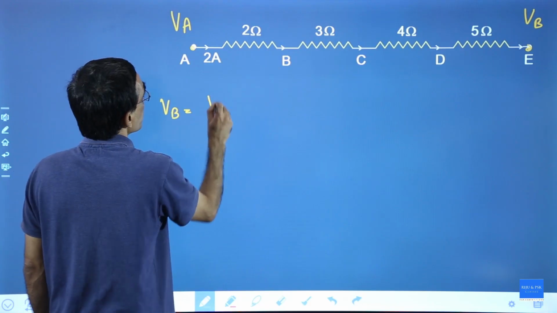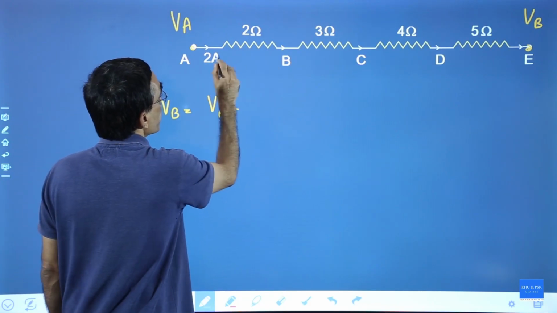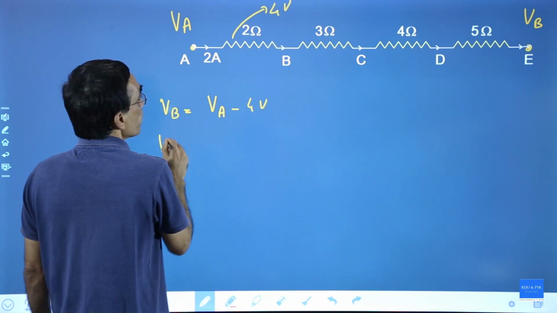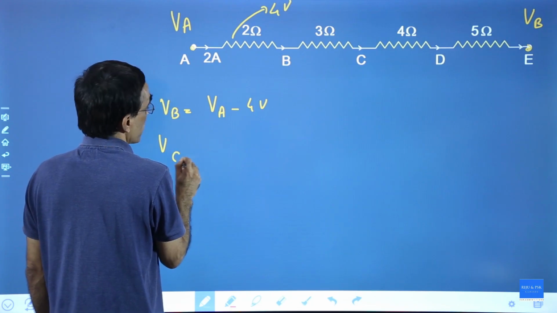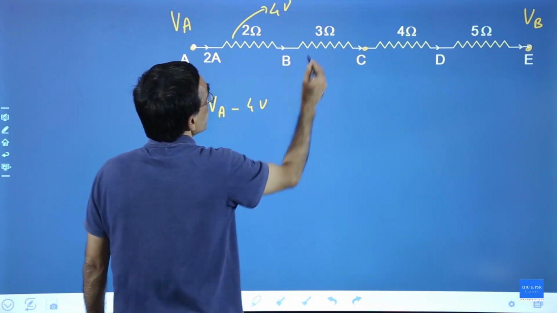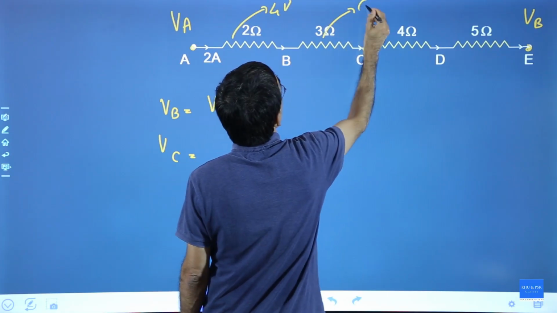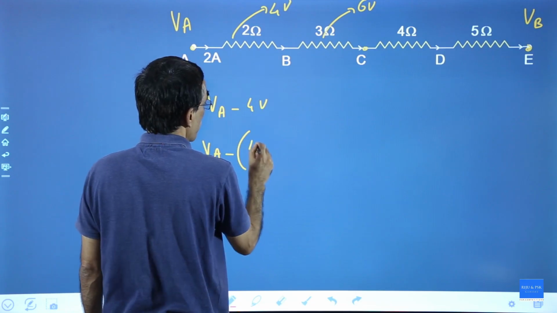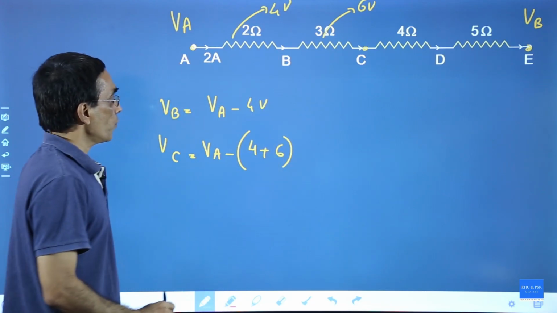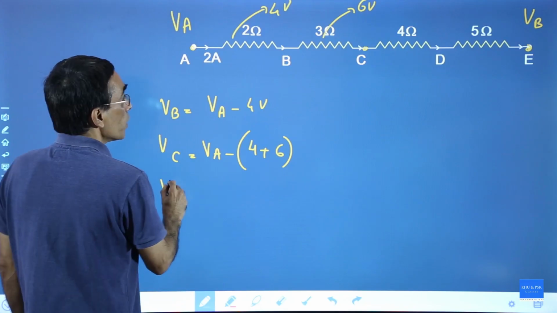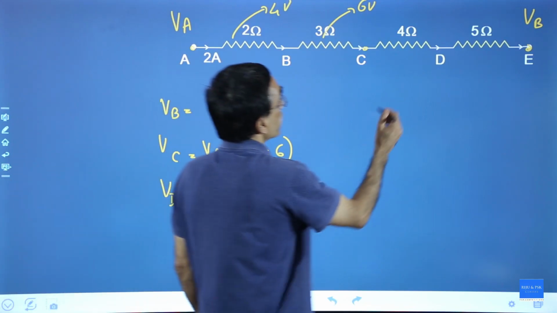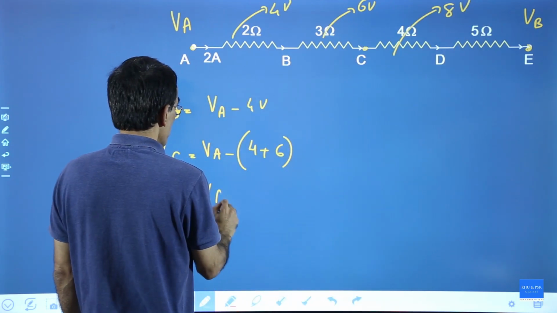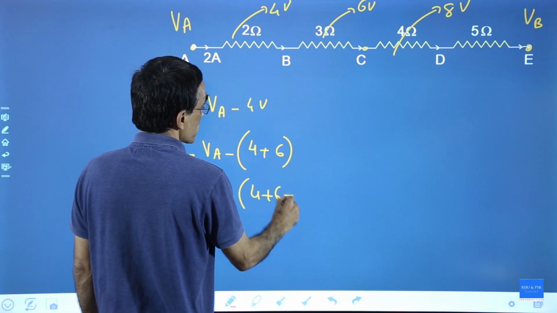Potential at B is equal to VA minus the voltage lost here, which is 4 volt. Similarly, potential at C: how much is lost here? 3 into 2, 6 volt. So that must be equal to VA minus 4 plus 6. Similarly, what is the potential at D? At D there is some voltage loss. How much is that? 8 volt. So we can say that is VA minus 4 plus 6 plus 8.